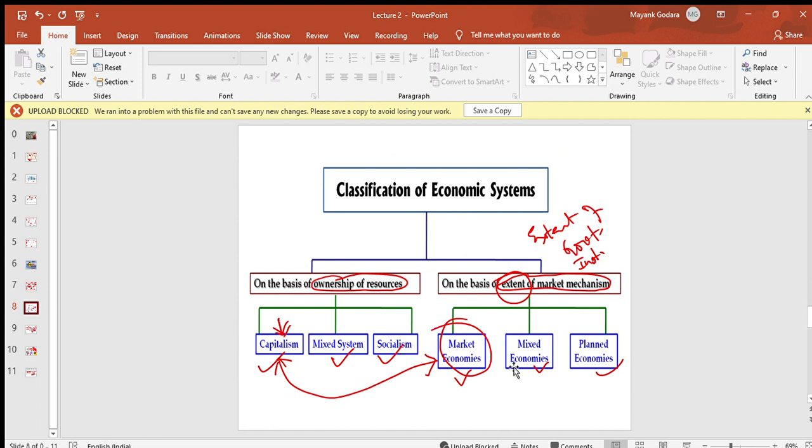We can classify the economic systems into two classes on the basis of ownership of resources and on the basis of extent of market mechanism. Capitalism, mixed system and socialism are the three types of ownership of resources. Capitalism in the US, socialism you can say in Kerala, and the mixed system in the whole of India. And if you want to talk about extent of market mechanism, capitalism is another name for the market economy, in socialism there is a planned economy, and the mixed system is related to the mixed economy.